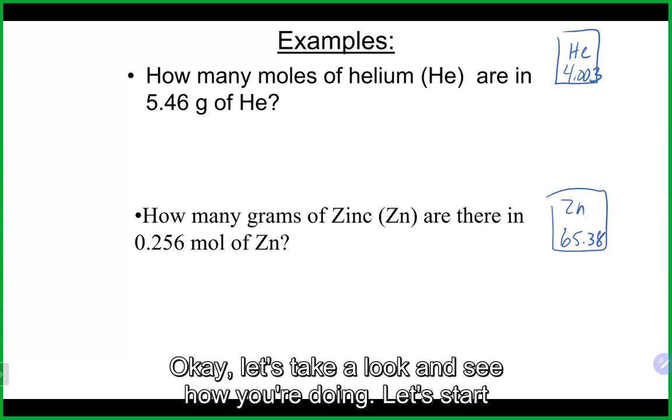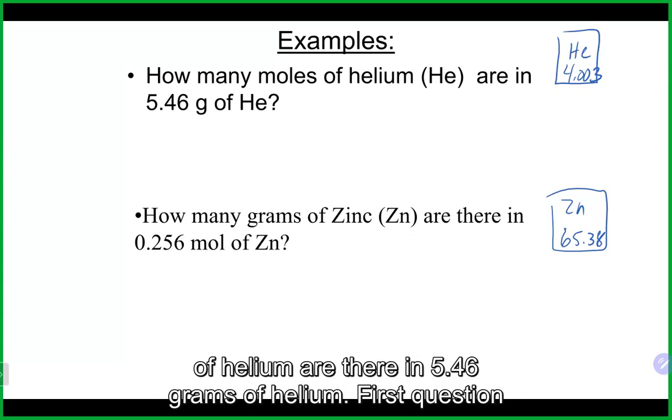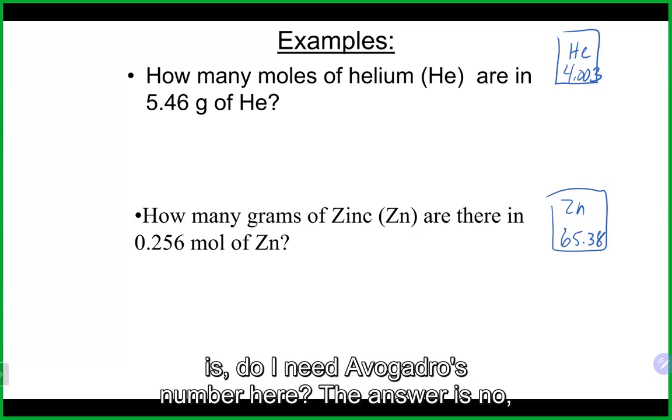Okay, let's take a look and see how you're doing. Let's start with the first one. In this case, we're looking for how many moles of helium are there in 5.46 grams of helium. First question is, do I need Avogadro's number here?